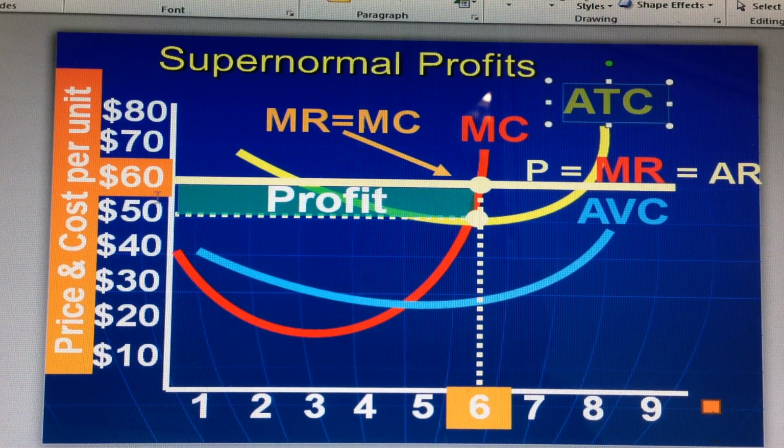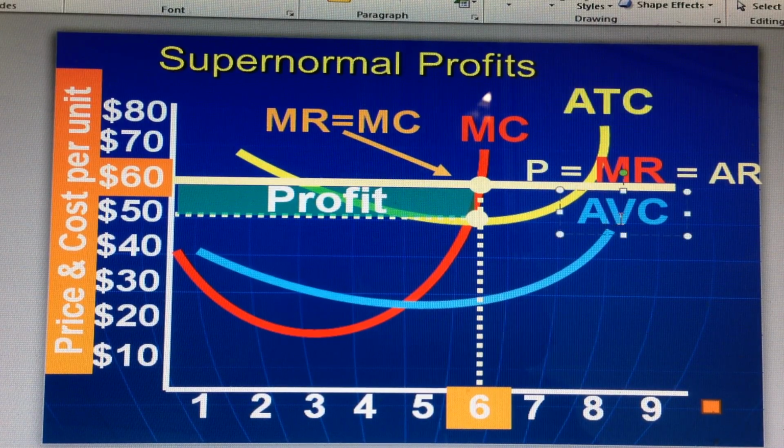The only difference is the selling price and the cost price. The cost price, look at the ATC. At the point where quantity goes to 6, it is this. So therefore, we have this profit. Remember, price higher than cost is a profit.